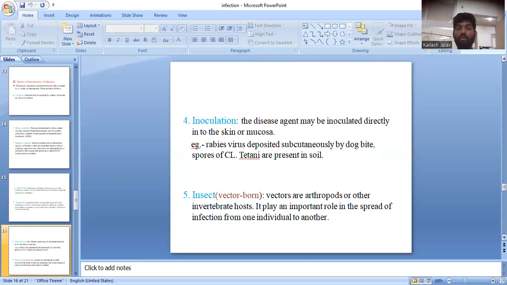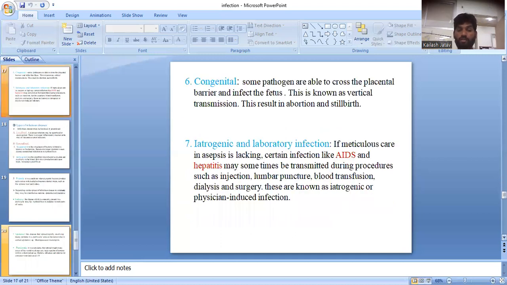Insect: vector-borne. Vectors are arthropods or other invertebrate hosts. They play an important role in the spread of infection from one individual to another. Congenital. Some pathogens are able to cross the placental barrier and infect the fetus. This is known as vertical transmission. This results in abortion and stillbirth.